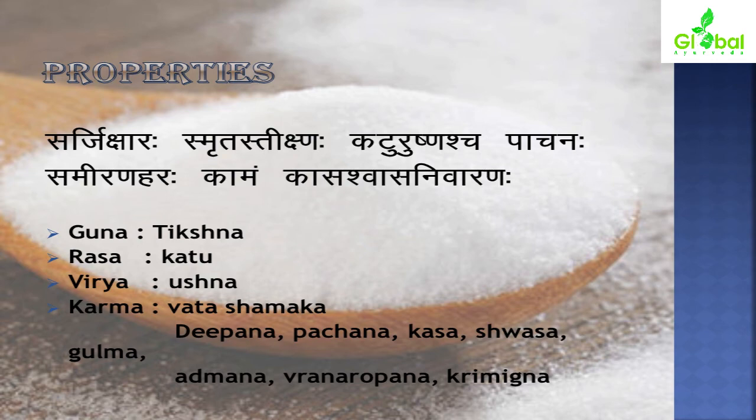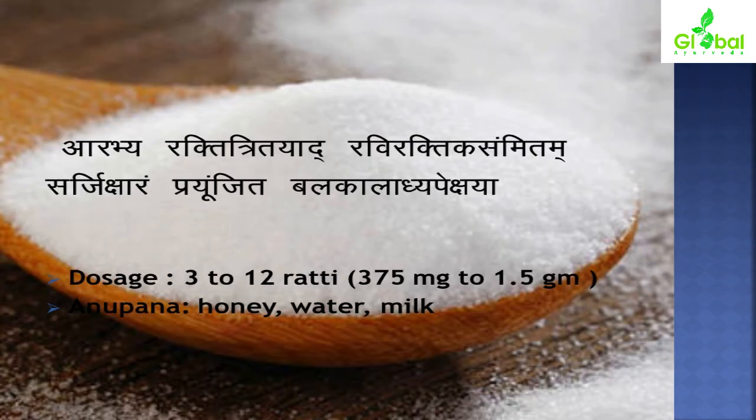Properties explained in the classics: Sarja Kshara, Snigdha Teekshna, Katu Ushnascha Pachanah, Samirana Harah Kamam, Kasa Shwasa Nivarana. It is said to have Teekshna Guna, Katu Rasa and Ushna Virya, and in Karma it acts as Vata Shamaka, Deepana, Pachana, Kasa Shwasahara and Gulmahara. Likewise, indications are explained for this Sarja Kshara.